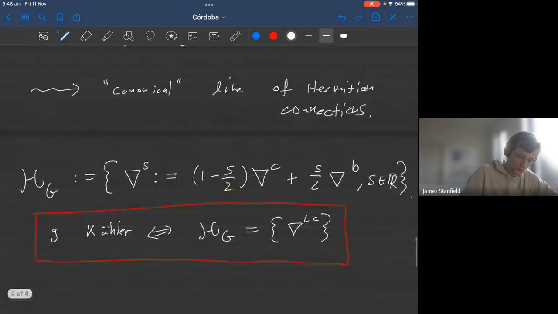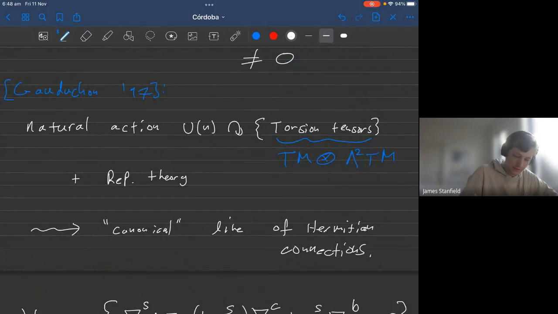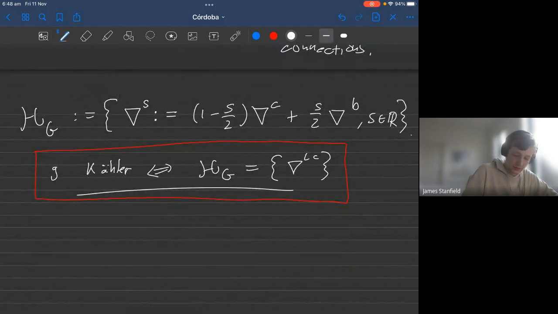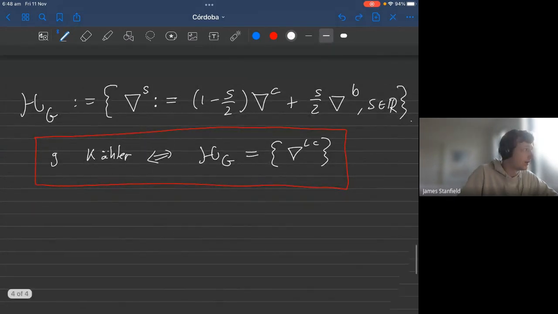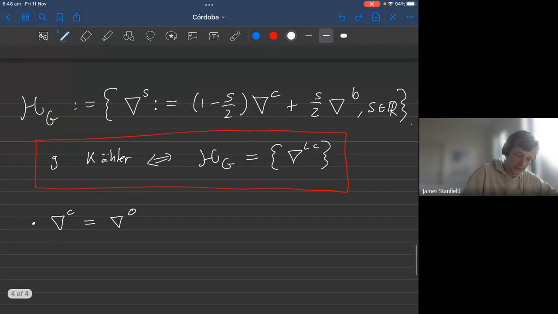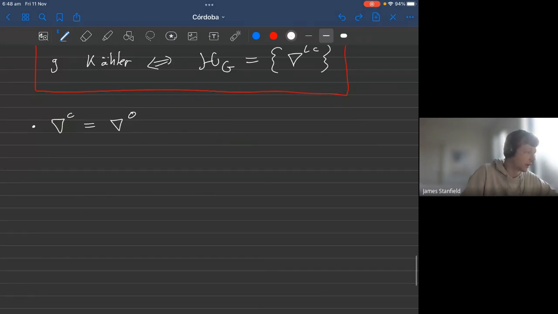So what are my arguments for this, right? Well, it's kind of natural in the sense it's coming from this representation theoretic decomposition. It's truly generalizing Kähler geometry, right? And the third argument is, I guess, quite an aesthetic one. This line contains all previously distinguished Hermitian connections. So what do I mean by that? So let me point out first the ones that define this line. So for s equals 0, we just get nabla C. This is the Chern connection.